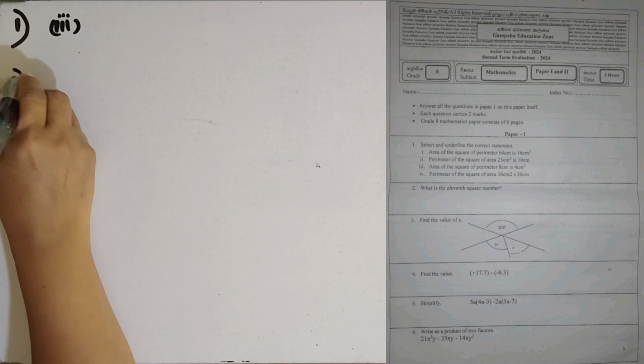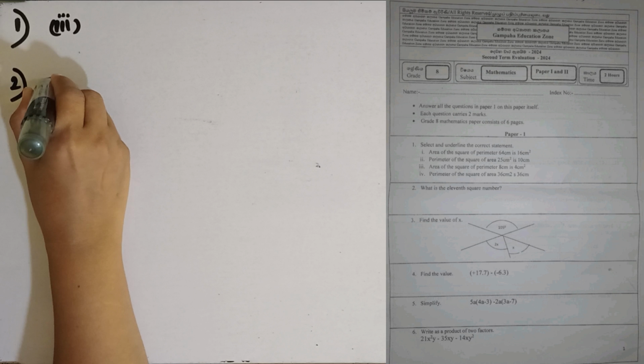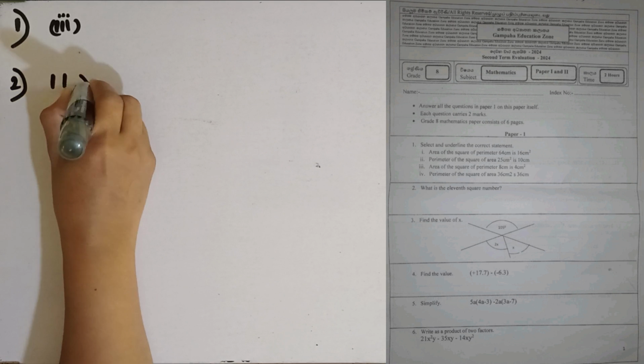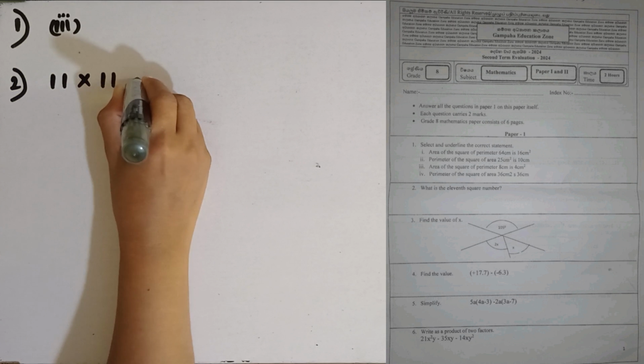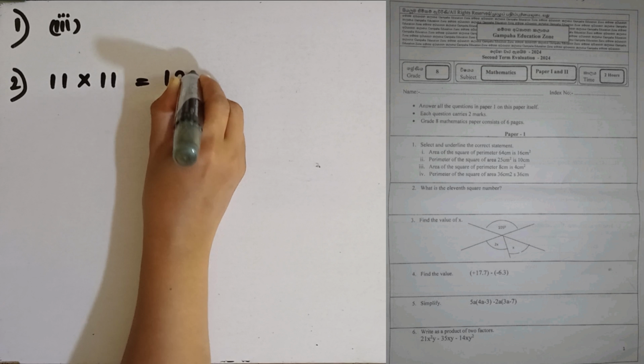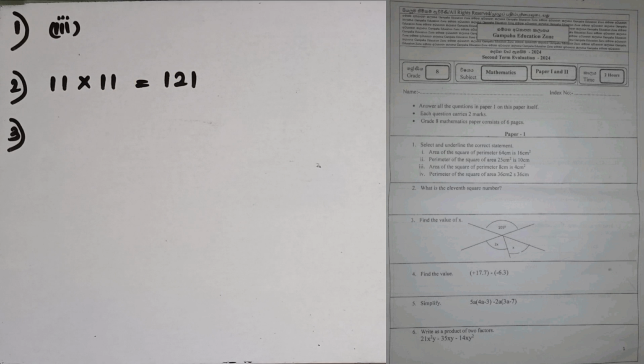Number 2. What is the 11 square number? The 11 square number can be found by 11 multiplied by 11. That is 121.